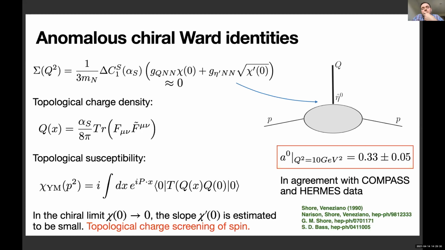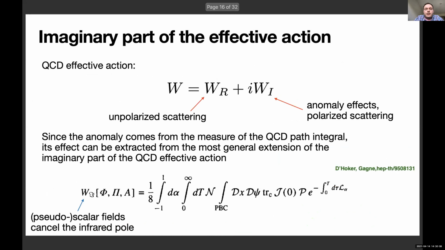The first term is of order 0, while the second term has a small but non-zero value. And actually their prediction for the axial charge is in good agreement with the COMPASS and HERMES data. That prediction comes from this second term, which is a derivative of the topological susceptibility. So as a result, we see that this approach is very promising, it's interesting, and it looks like it's indeed in agreement with experimental data.